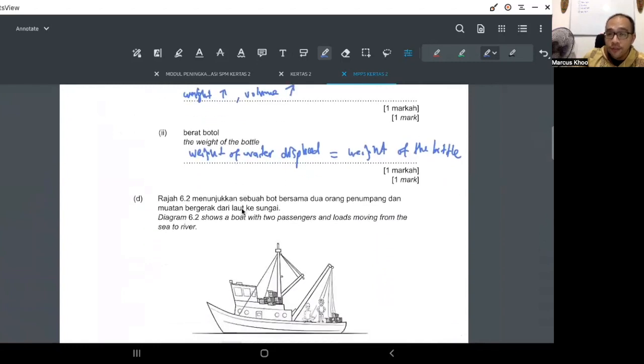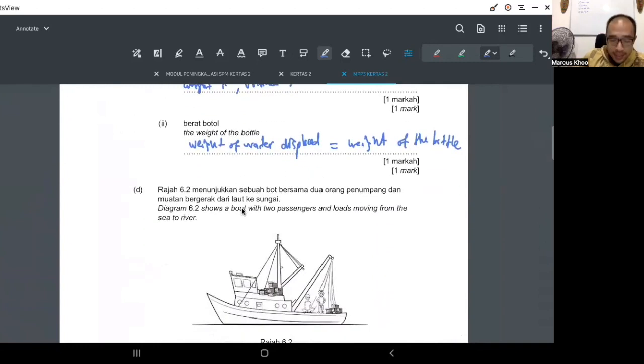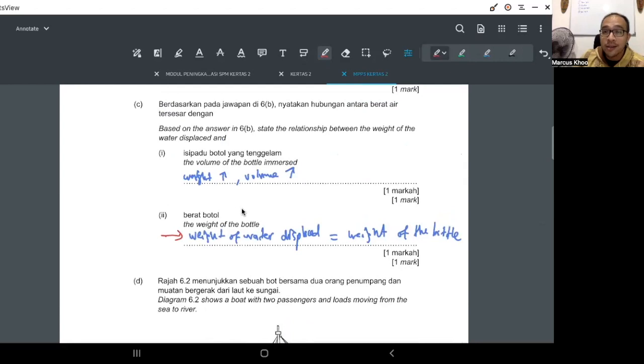I feel that this answer is the marking scheme's answer, because it's according to Archimedes' principle: weight of the water displaced equals the weight of the bottle. Again, this is an occurrence that happens only in Archimedes' principle, this kind of thing. So the weight of the water displaced equals the weight of the bottle.